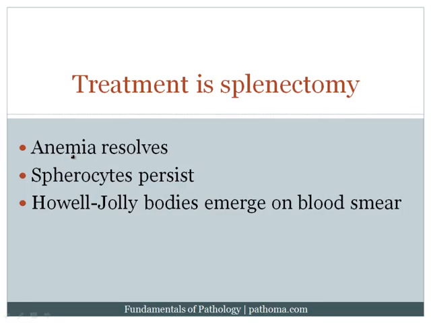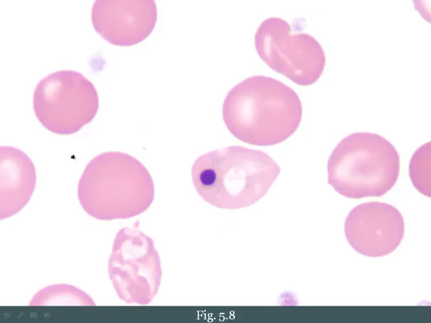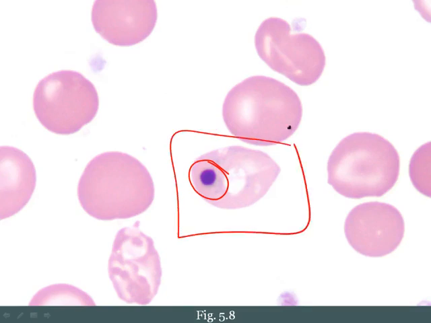So normally the spleen would remove little fragments of DNA that might be present in a rare cell or so. However, in the case of hereditary spherocytosis, if the patient has undergone splenectomy, the spleen will not be present. And therefore, these little fragments of DNA that normally would be removed by the spleen will remain in the red blood cell. And that's called a Howell-Jolly body, and this is a classic image of a Howell-Jolly body. Again, it indicates splenic dysfunction.